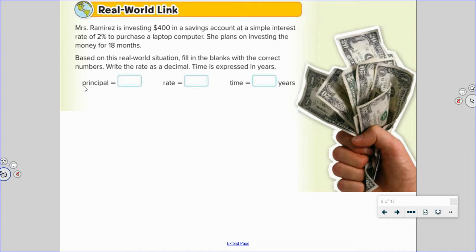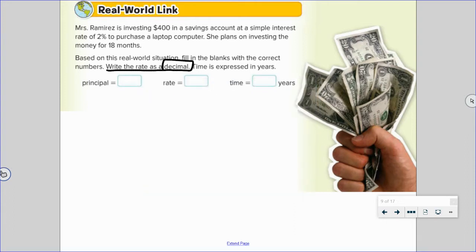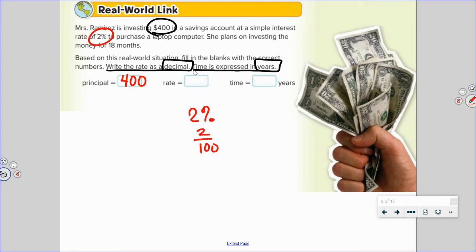Write the rate as a decimal. Whoa, here we go. Rate as a decimal. And time is expressed in years. That's super important. So there's really not a big deal with the principal. It's $400, right? But the rate, you're not going to write 2%. You're going to change percent to a decimal. We're going to write it as 0.02.